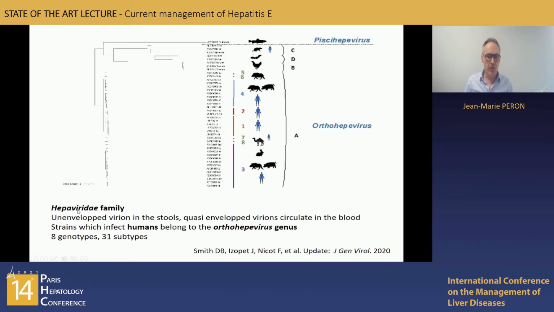HEV is part of the Hepeviridae family. And interestingly, you can see unenveloped virions in the stools, but quasi-enveloped virions circulate in the blood. So this is a particularity of this virus. Strains which infect humans belong to the Orthohepevirus genus, mostly A, but also C. There are 8 genotypes and 31 subtypes. I'll be talking about some of these genotypes during this talk.